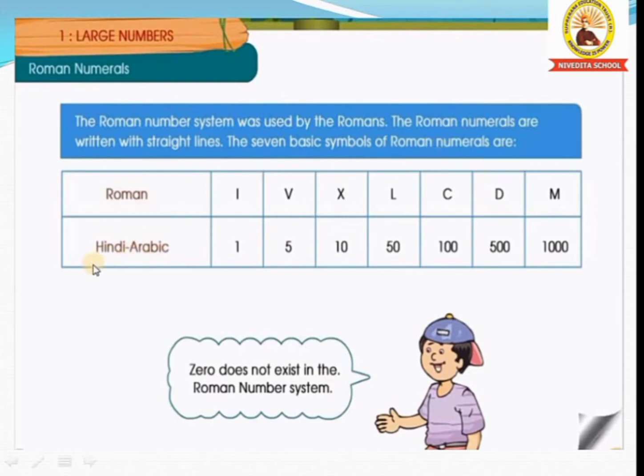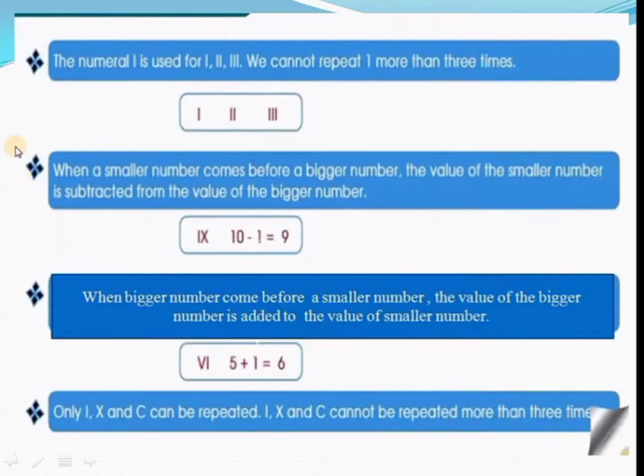Roman, Hindi-Arabic. The Roman numeral I is written as 1. V is written as 5. X is written as 10. L is written as 50. C is denoted by 100. D is written as 500. M is written as 1000. Here, 0 does not exist in the Roman numerals. Understood now, children? So this is the first point.